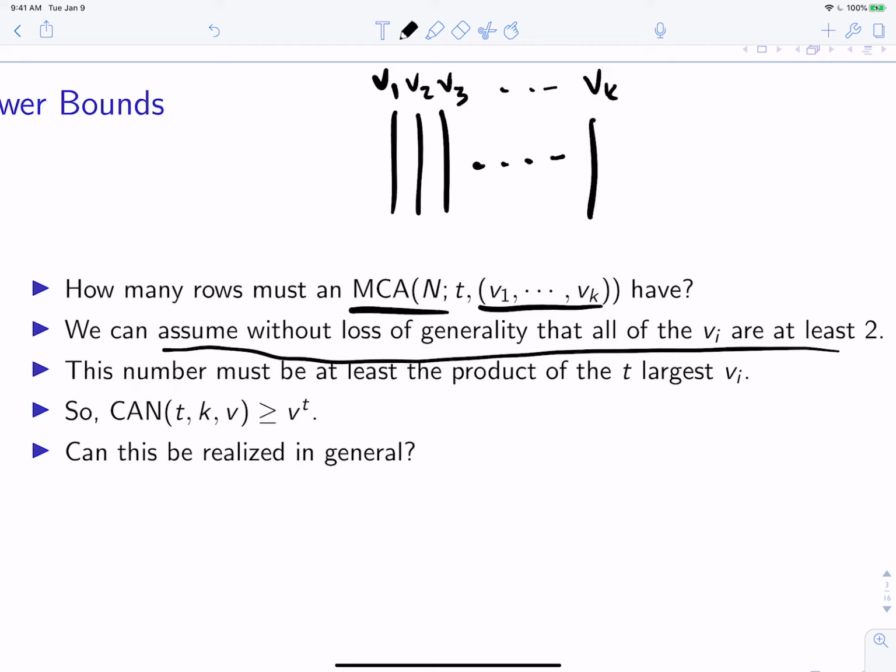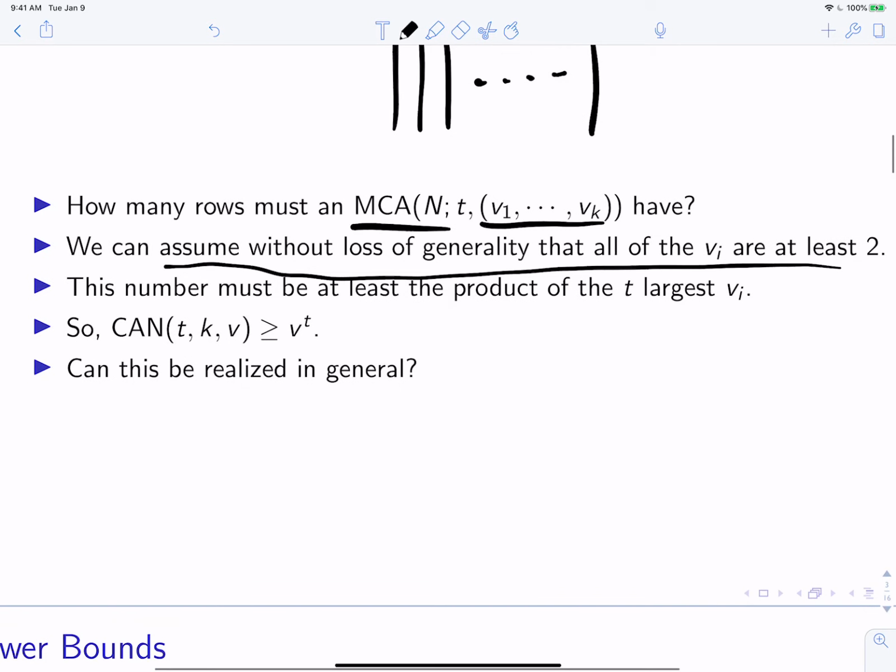But what if one of the vi's was 1? There's only one value in this column. Does that impact anything? No. Why? Because it doesn't change. We're always testing it. If we have a t-way interaction that involves that column, it's always going to have that one value in every single row. That column already has that value, so we don't even need to worry about it. We don't have to make a choice about what to put there.